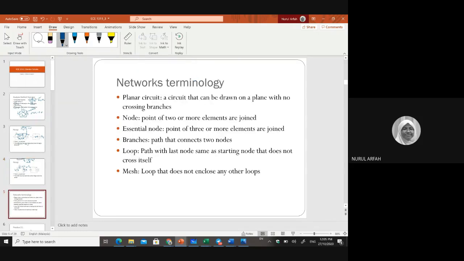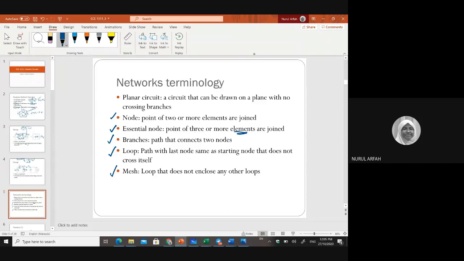Okay. For this part, you have terminology. I think this one you're already familiar with. A node is when you have three or more branches connected at one point. Branches is an element. Loop is a mesh. Okay, any closed loop.